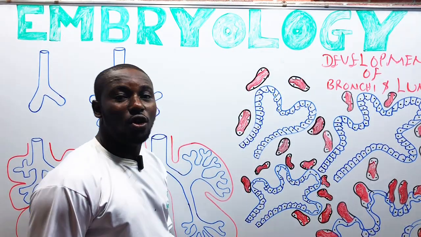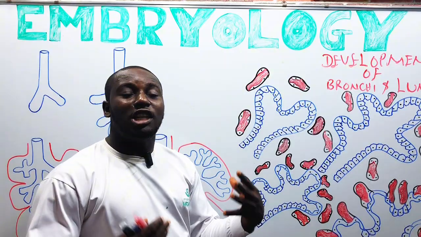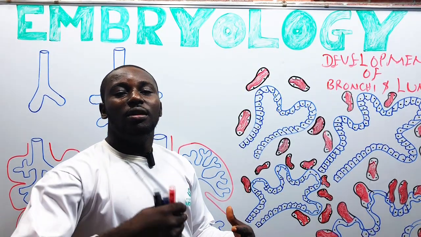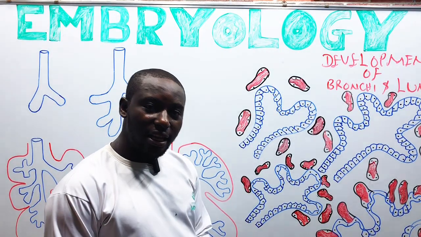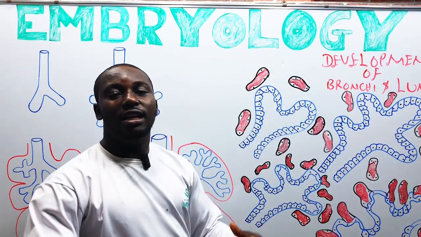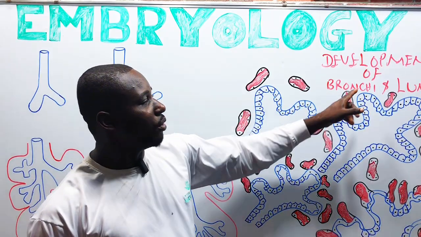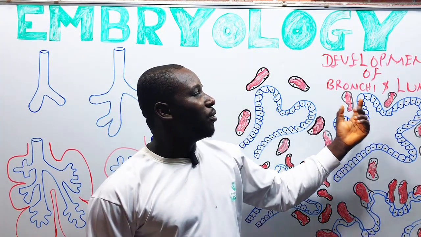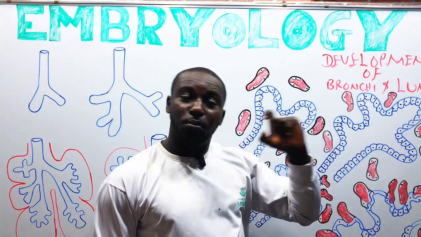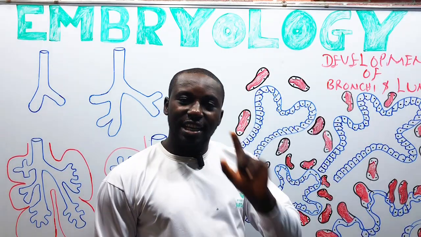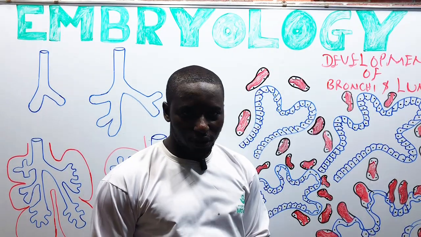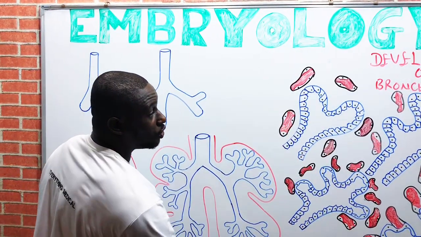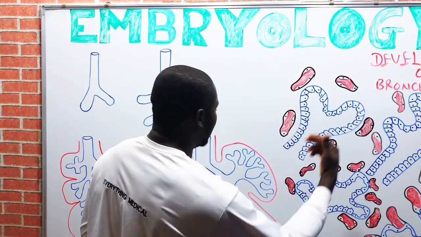I've done a video on the overview of the respiratory system. I've done a video on the development of the trachea and the larynx. And here is the development of the bronchi and the lungs. Why we'll be talking about the bronchi and the lungs together is because they both evolved from a single origin, that is the bronchial bud, right? Now, these are the diagrams that we shall be using to depict the development of the bronchi and the lungs.